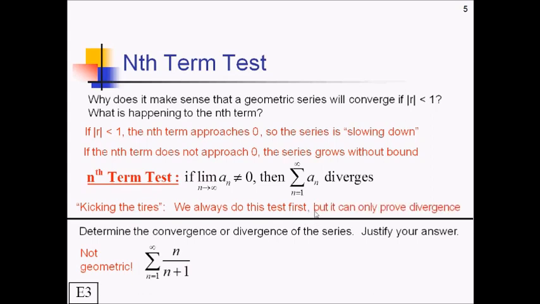So we can't prove convergence with this. We can only prove divergence. But it at least saves us time from running other tests. So pause the video and see if you can use the nth term test on this series down here.